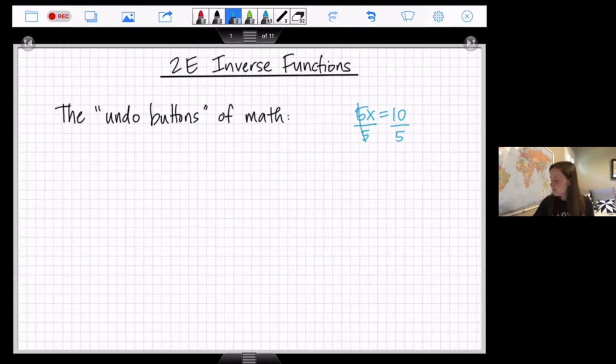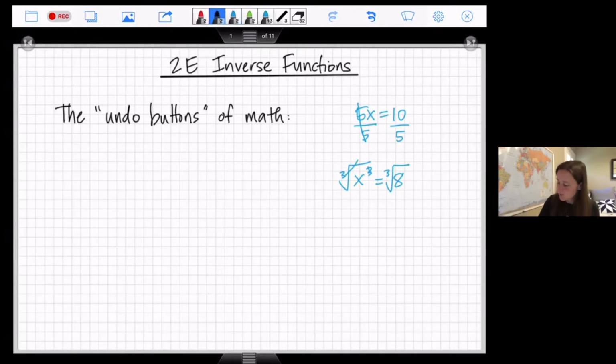Likewise, if you were solving x cubed equals 8, you would take the cube root of both sides. You would take the cube root, because a cube and a cube root are kind of each other's undo buttons. They cancel each other out. And that's the point of an inverse function. It undoes whatever the original function does.